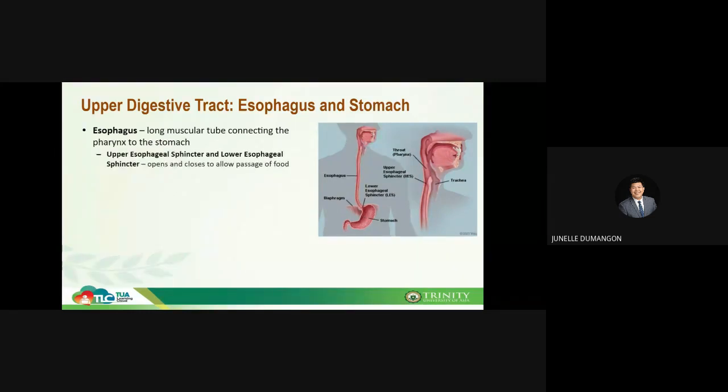So actually, we have gates. No, so think of them as gates. They are muscles that open and close to allow the passage of food. So we have one gate on top and another gate at the bottom. So the gates are called the esophageal sphincters. So once we swallow something, before they enter the esophagus, the upper esophageal sphincter must first open. Okay? And before food enters the stomach, the lower esophageal sphincter must also open.